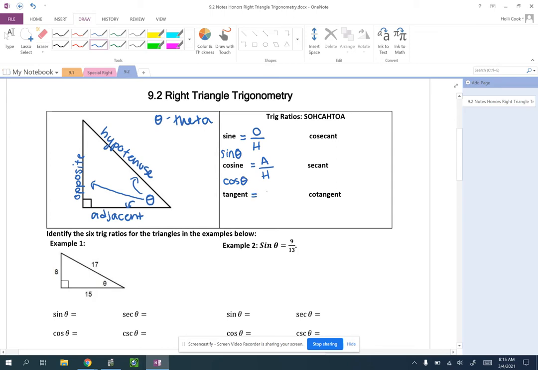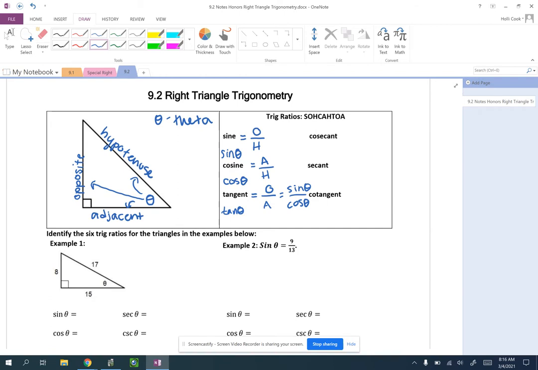And then our tangent is the opposite over the adjacent. Okay, your tangent, you can also think of it as sine over cosine. That's how we get our opposite over adjacent. And when we're writing tangent, we write tan and then our angle.